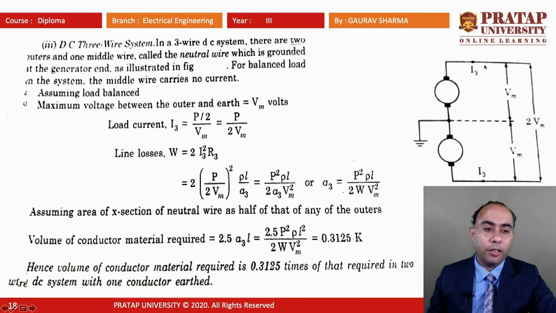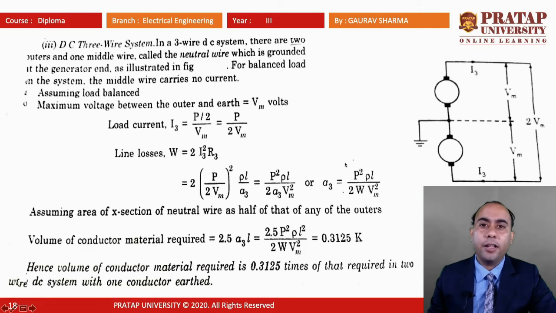The volume of conductor material required in the system is 2.5 A3 L. We have two conductors of equal cross section, and the third wire, which is the earth, is just half of any one of them. So we use 2.5 A3 L, and when we compare with the basic equation, we have 0.3125 K. Hence the volume of conductor material required in the system is 0.3125 of that required in the DC two-wire system.